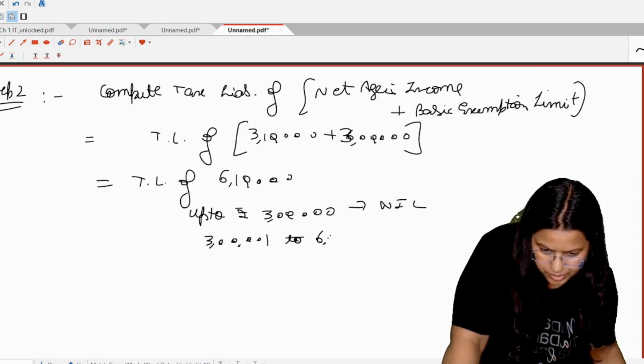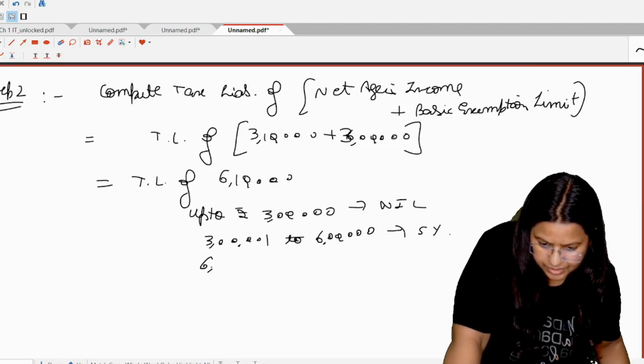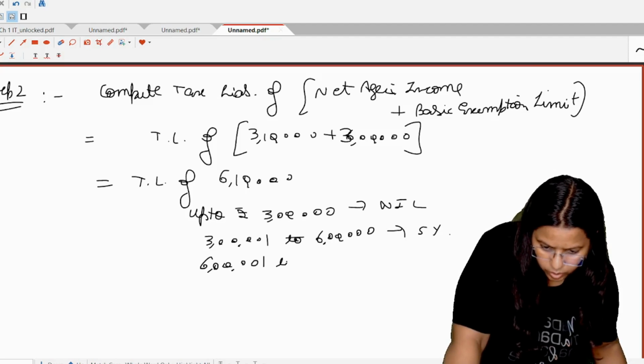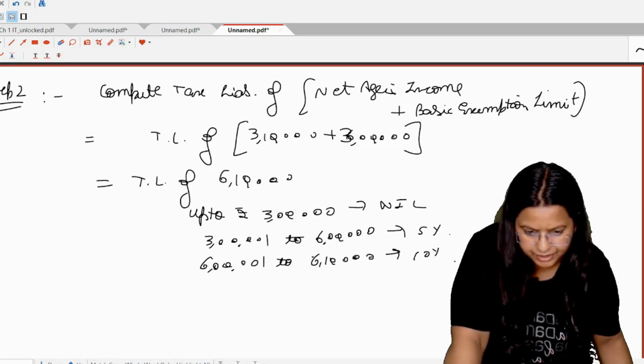Then 3 lakh 1 to 6 lakh, 5%. Okay. Then 6 lakh 1 to 6 lakh 10,000, as per our question, 10%. So let's find it out.